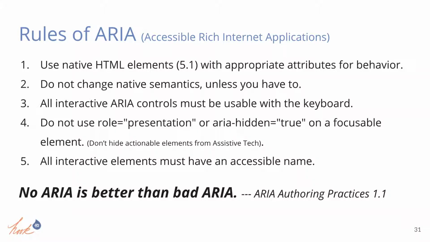Also, all interactive controls must be usable with the keyboard, and we'll talk a little bit about that. Don't use role presentation or aria-hidden equals true, because the element will be passed over by assistive technology. And all interactive elements must have an accessible name, because assistive technology will read out what you're interacting with, like, this is the submit the admission request button. It needs to be clear.